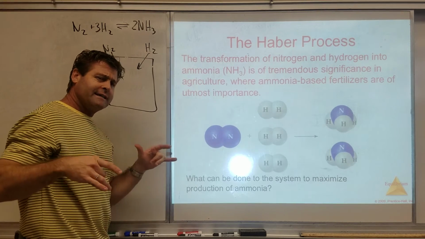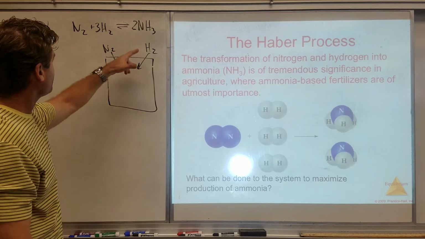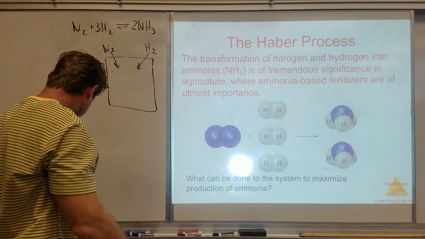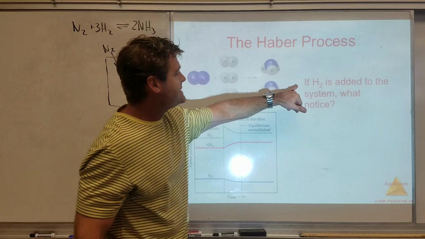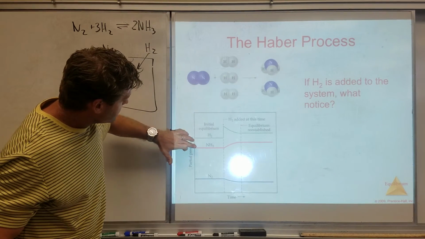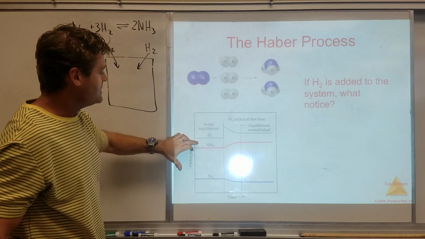So I'm hoping you guys at this point are stopping and thinking, what could I do? Right off the bat, what do you think you could do? If you want to get more ammonia, what are you going to do? Just add more reactants. So let's say we add hydrogen to the system. At equilibrium, all of these concentrations are staying constant, because the rate of the forward is equal to the rate of the reverse. So these are all staying constant.